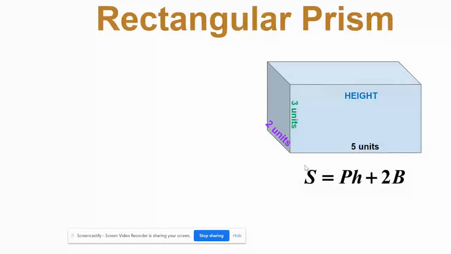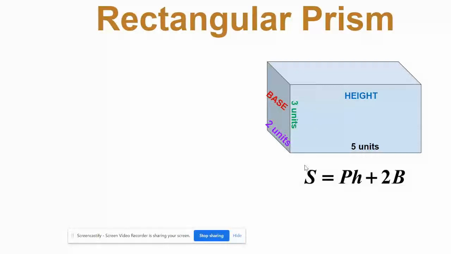Let's take a look. Here we have a rectangular prism, which is a 3D figure. We're going to use the formula big P times height plus 2 times big B. Now, at this point, we should be familiar with how to find the perimeter of the base and how to find the area of the base. So all we're going to do is continue those and find the values of the variables in our formula. So again, identify the base, which is rectangular shaped.